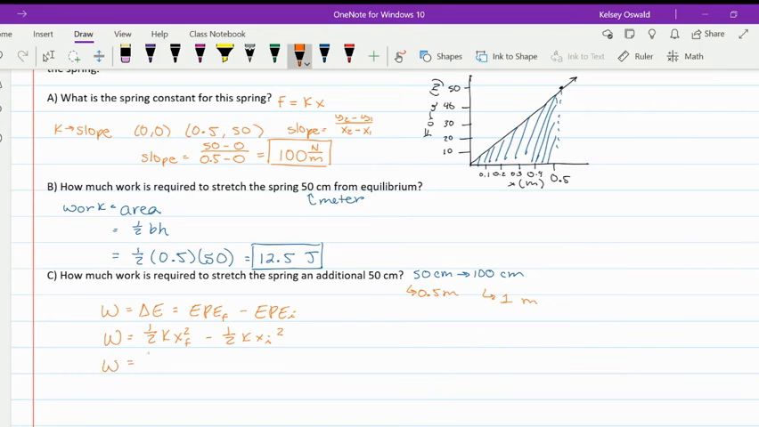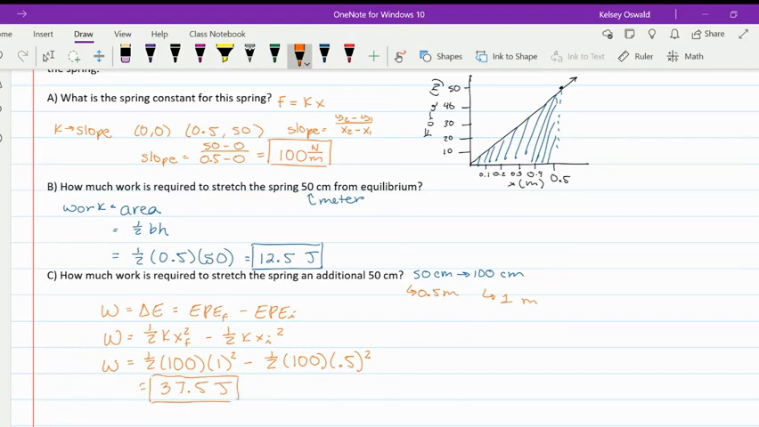So here we would say our work is equal to our final elastic potential energy, so 1/2 K, which we found to be 100, times our final displacement squared, minus our initial potential energy, so 1/2 K, times our initial displacement squared. Okay? And we would find, in order to stretch this spring from 50 centimeters to 100 centimeters, we would need to add 37.5 joules of energy.